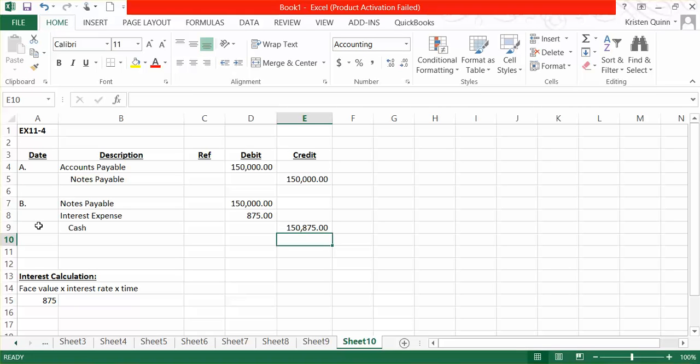This example is an example of what we call an interest-bearing note, meaning there's an interest rate that we have to pay when the note matures or becomes due, and our proceeds equal our face value, meaning what we're getting, in this case $150,000, is exactly the amount of our note.